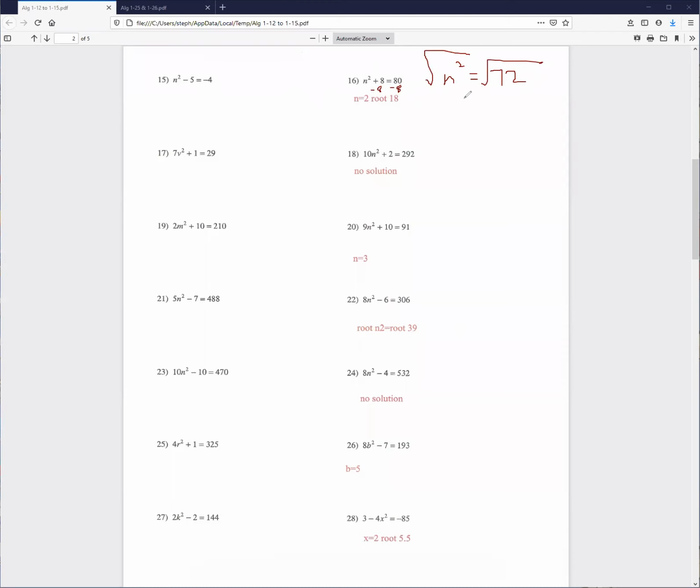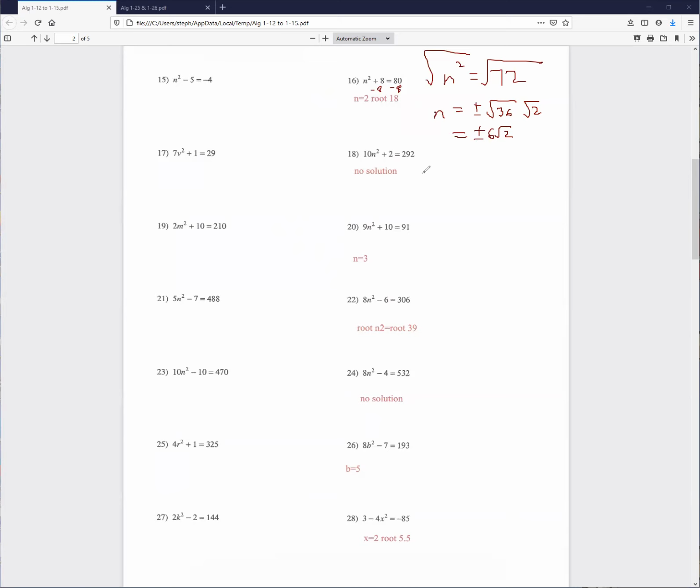Well, all right, we got to break this down. 72 is 36 times 2. And 36 is a perfect square, which is why I picked that rather than, say, 4 times 18 or 8 times 9, although 9's a square. But 36 is the largest square that I could pick, so I'm going to go with that. And we're going to say plus or minus 6 root 2. And there's our solution. All right, 18 says no solution. We'll find out about that.